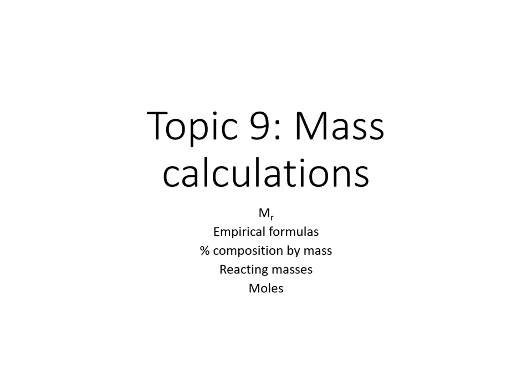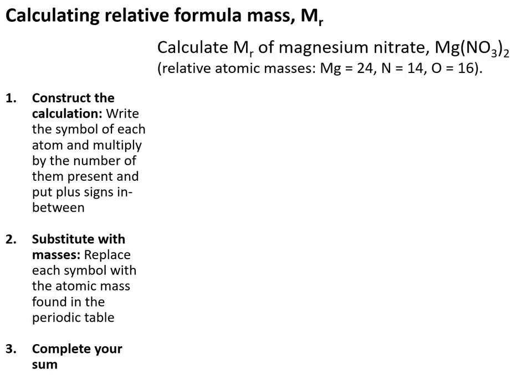Topic 9, mass calculations. This looks at calculating relative formula mass, looks at empirical formulas, calculating percentage composition by mass, reacting masses, and mole calculations. To calculate Mr, which is the relative formula mass of a substance, we're going to add up the masses of all of the atoms it contains.